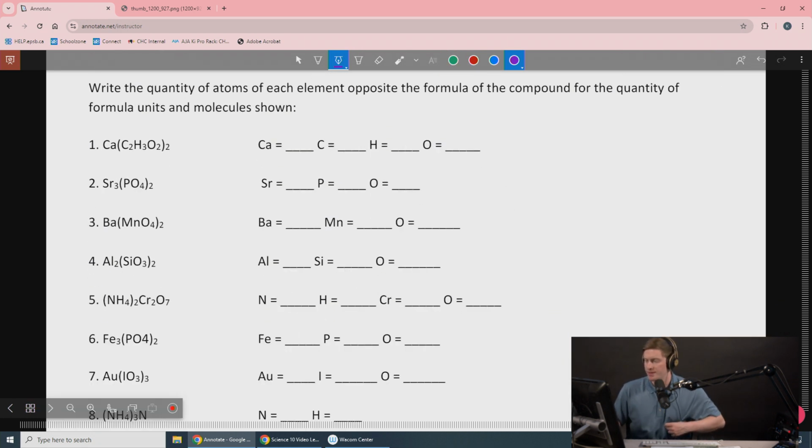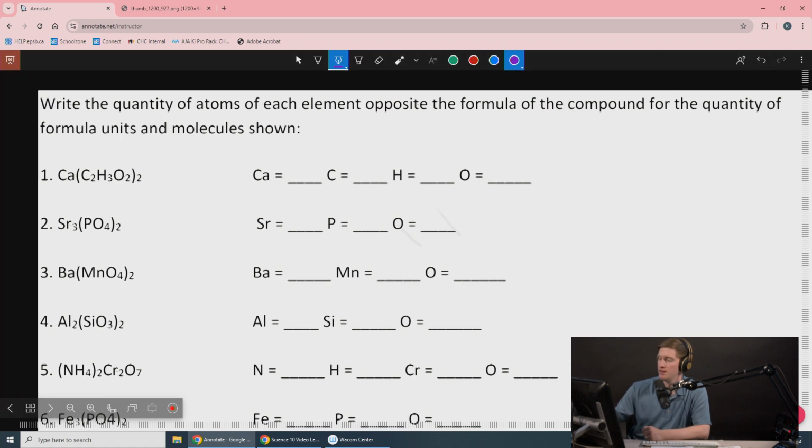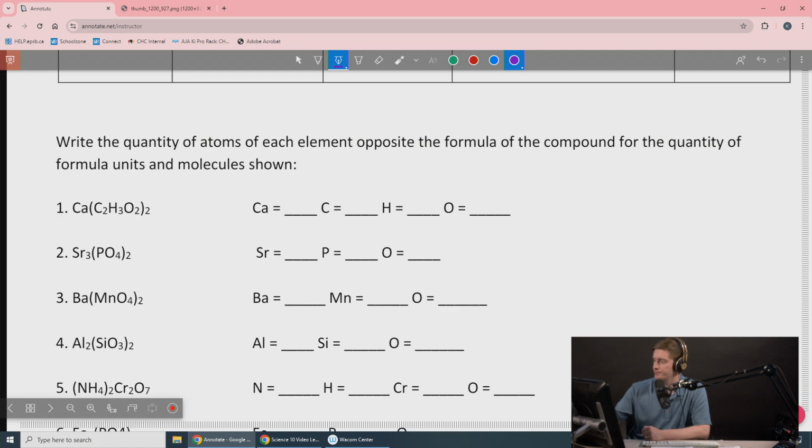Pause the video and try these ones out. I'm going to show you how to do numbers 1 and 2. Actually, I'll show you numbers 1 and 2, and then you can pause the video and try the other ones on your own, just to get some practice with it.